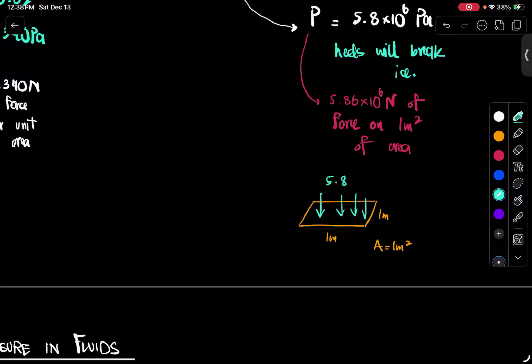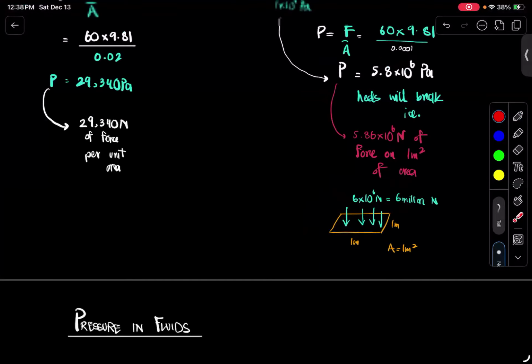have been 5.8, or just round it off to 6 into 10 to the power 6 newtons, right? So that's basically 6 million newtons, right? So there is a force of 6 million newtons being applied onto a meter square.